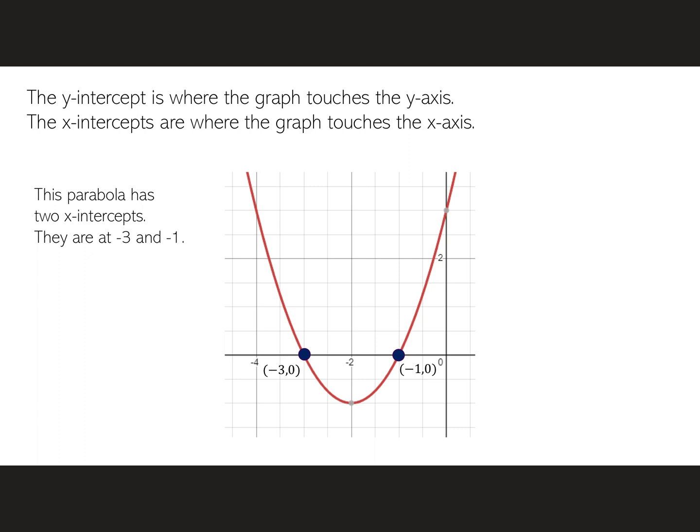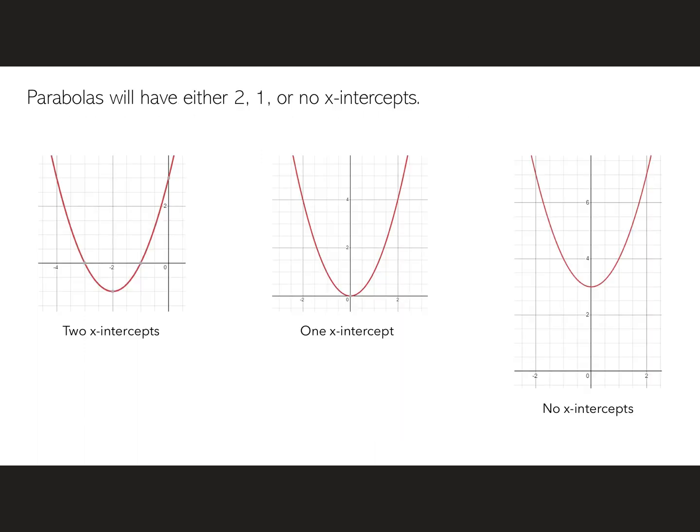This parabola has two x-intercepts. They are at -3 and -1. And again, if you wanted to write the ordered pairs, it'd be -3, 0 and -1, 0. Parabolas are always going to have either 2, 1, or no x-intercepts. So I've given you the 3 examples here of what that would look like.